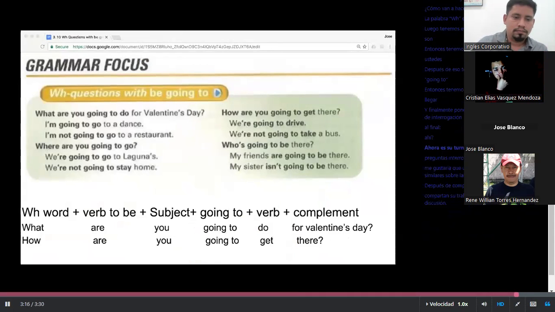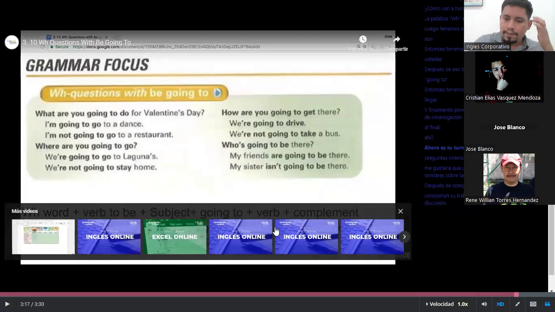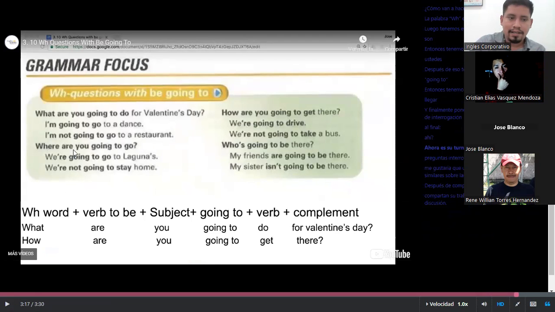Now it's your turn to practice making. Okay, we want to practice, but I'll be asking you questions like this. Okay, but you're going to answer me in that way. Okay, you're going to use the structure. I'm going to go to a dance. I'm not going to a restaurant. So that depends on the things that you're going to be expressing.